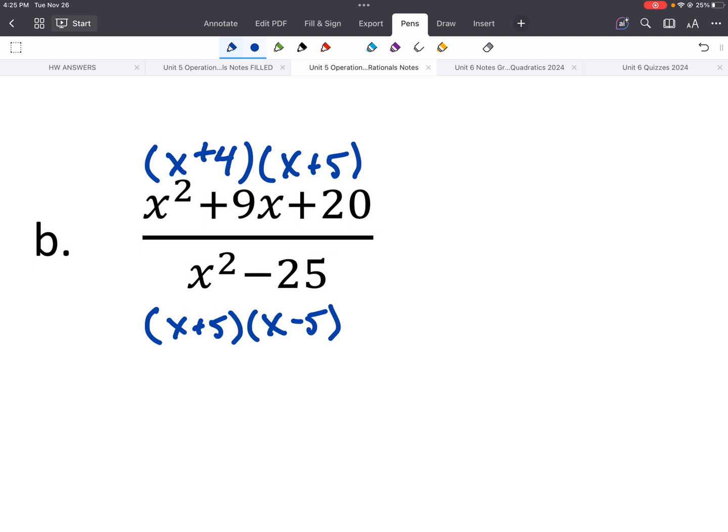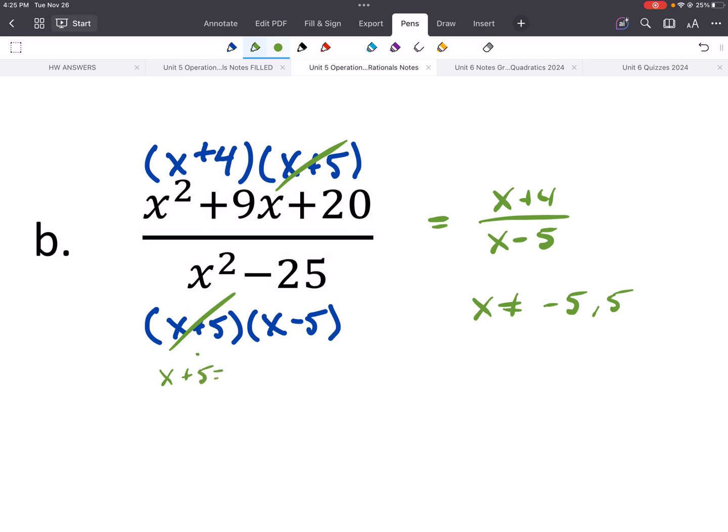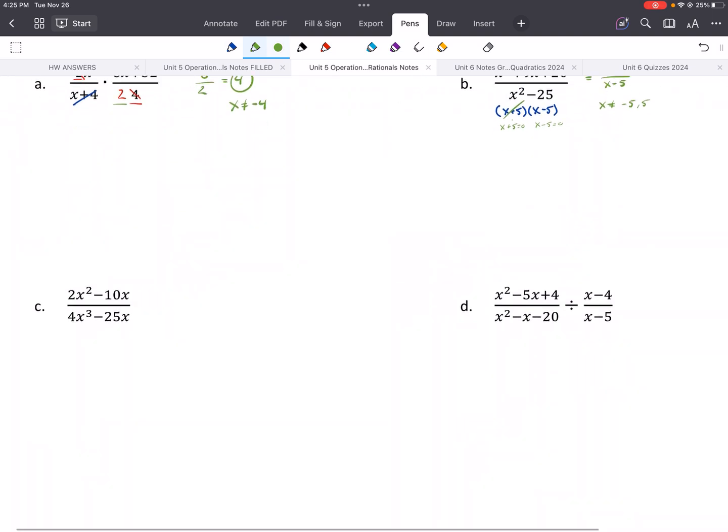Okay, so then we would have x plus 5 and x minus 5. Okay, we want to see if there's anything we can cancel out. Looks like we can cancel out these x plus 5s. So our answer would be x plus 4. And we don't need to have the parentheses if there's not something outside of those parentheses. So that's our answer. And then excluded values, x cannot be -5 or 5. Again, that just comes by, we could set those equal to 0 and we could solve those individually. Okay. All right, let's look at C.